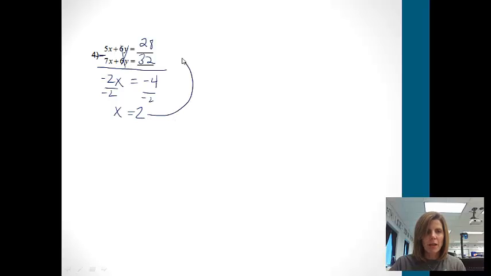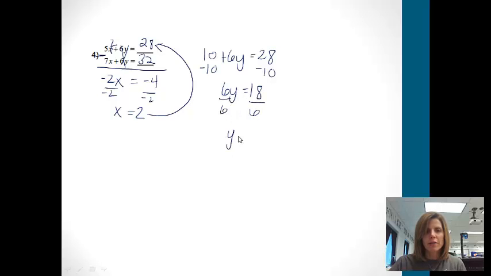Halfway done. Go back up to either equation. X is 2, so make sure you put it in for the right variable. So 5 times 2 is 10, plus 6y equals 28. I'm then going to subtract 10 from both sides. I'll get 6y is equal to 18. I'll then divide both sides by 6, and I get y is equal to 3. So my point of intersection of these two lines is the point 2, 3. And so hopefully now you're becoming somewhat familiar by solving systems using elimination.